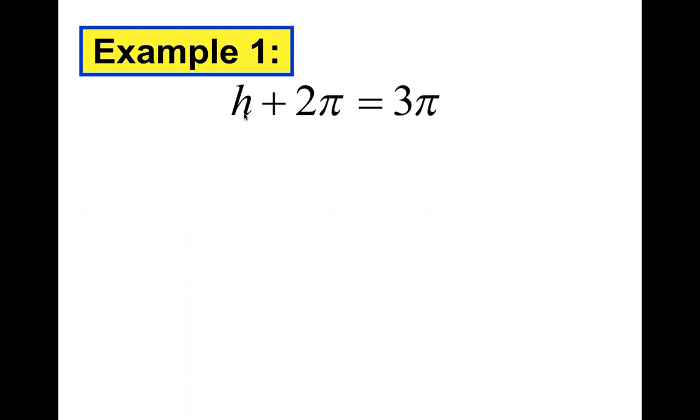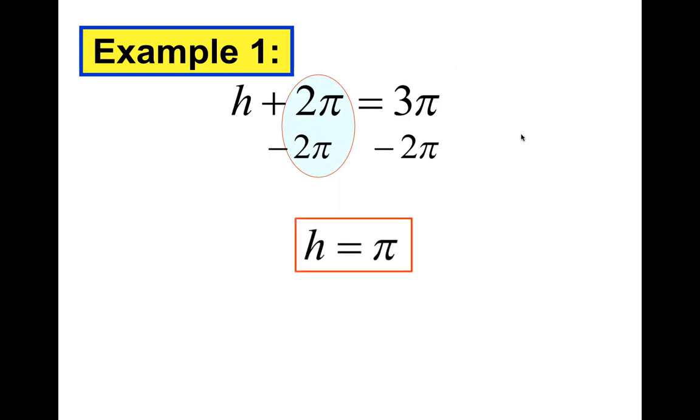So we can see here that our unknown variable is h, and that our addition of 2 pi is keeping h from being by itself. So to undo this, we're going to go ahead and subtract 2 pi from both sides. The 2 pi's here get canceled out, and then h is all by itself. 3 pi minus 2 pi on the right side will just equal pi. So your solution is h equals pi.